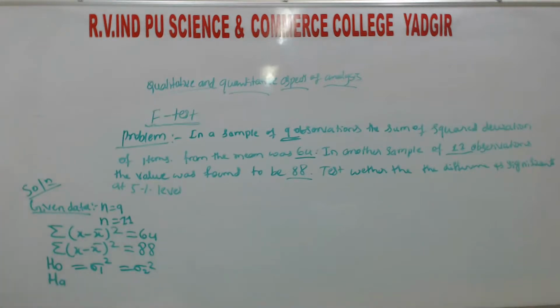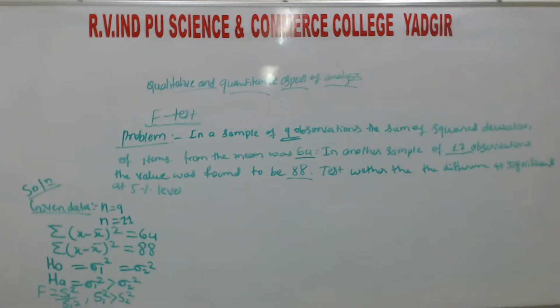And here the alternative: sigma 1 square is greater than sigma 2 square. This is the null hypothesis: sigma 1 square is equal to sigma 2 square, and here the alternative hypothesis is that sigma 1 square is greater than sigma 2 square. Here we can write F is equal to, you know the formula, F is equal to s1 square divided by s2 square, where s1 square is greater than s2 square.